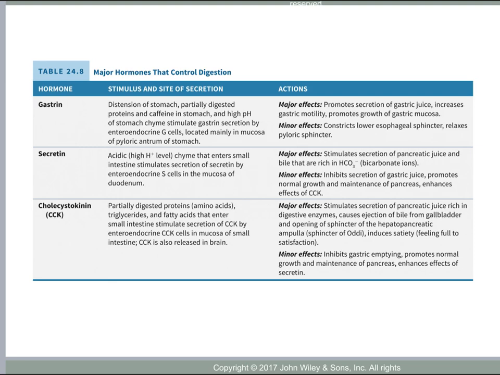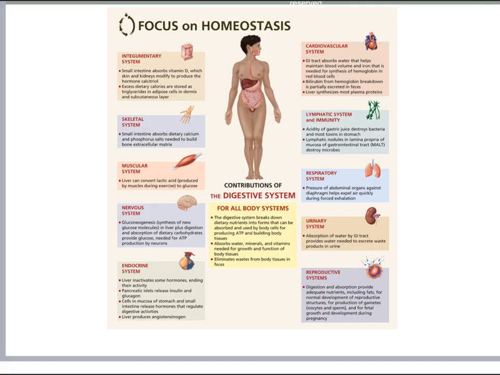Our final focus on homeostasis looks at the contributions of the digestive system for all body systems. So ultimately, the digestive system breaks down dietary nutrients into forms that can be absorbed and used by body cells for producing ATP and building body tissues. We are absorbing water, minerals, vitamins that are needed for growth and function of our body tissues. Ultimately, we are eliminating waste from the body tissues in feces, and we can see how each of these systems contribute to the digestive system in completing its ultimate goal.